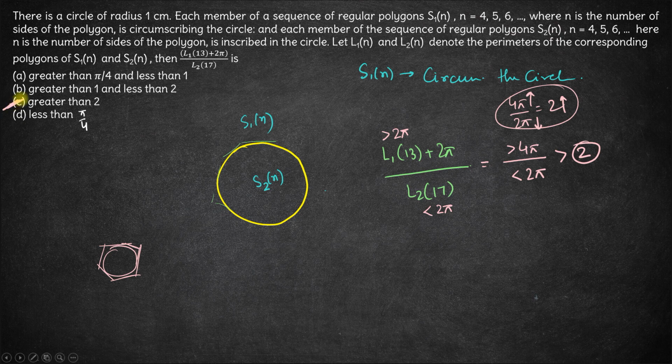No need to do any calculation as to what is the actual perimeter of S1 13 and S2 17. No need to calculate perimeters. Just by observation you can answer this question.